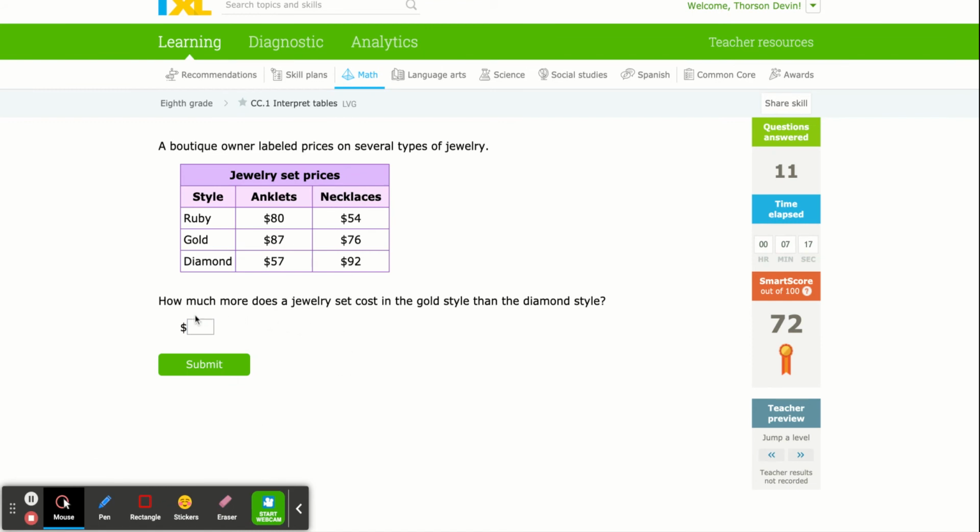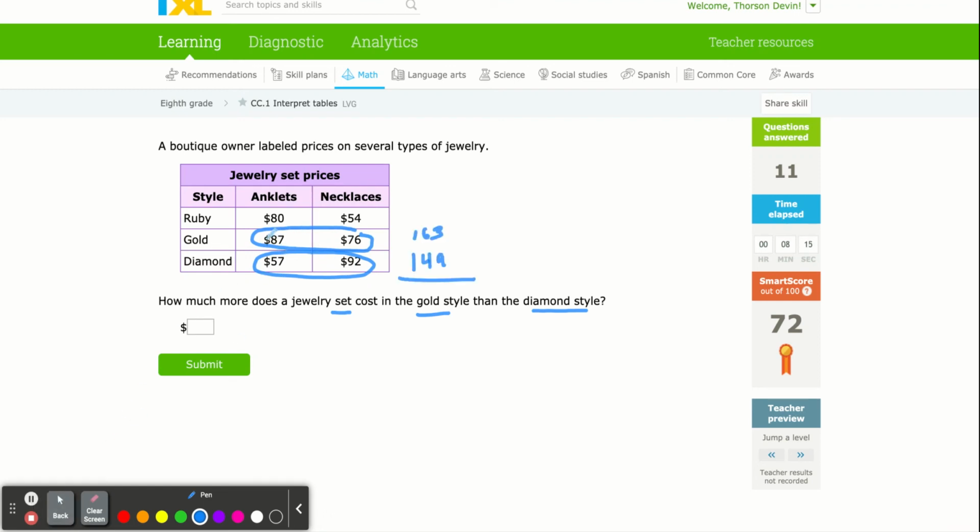Okay, we need to be very careful when we read this one. It took me a second to figure out what it was asking. How much more does a jewelry set cost? A set. So I'm actually going to buy both of the items. The jewelry set is both the anklet and the necklace in the gold style versus the diamond style. So I'm going to add up both prices on the gold items and subtract the price of the diamond set, the two together. I added the two gold together and got 163. I added the two diamond together and got 149. Obviously the gold is more than the diamond. I subtract and I get a difference of $14. So the gold was $14 more than the diamond.